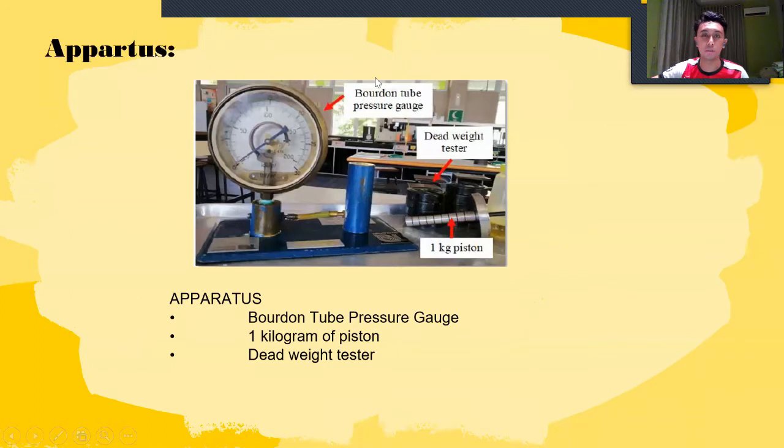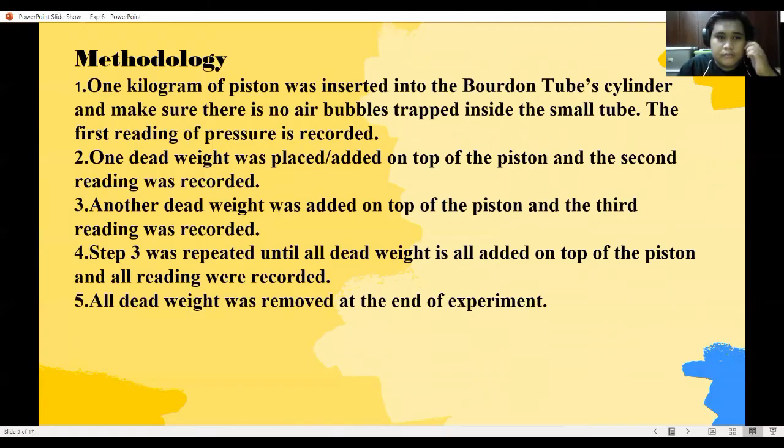Okay, here is the Bourdon tube pressure gauge. You can see here the blue one is the pointer, and this is the value of the pressure. When we put the load on the piston, the pressure will occur, and the pointer will point at the amount of pressure exerted by the weight on the surface contact. Okay, that's all. Thank you.